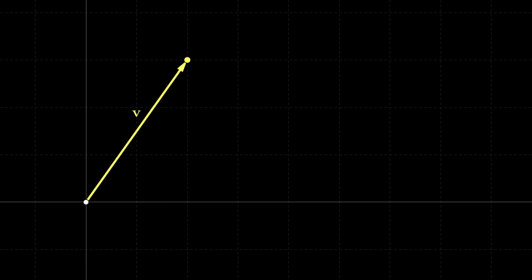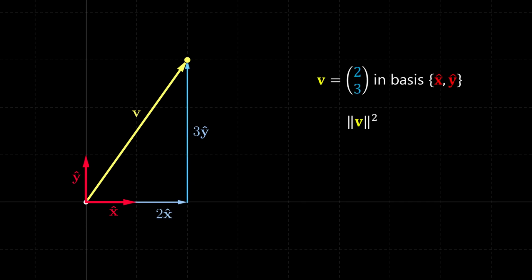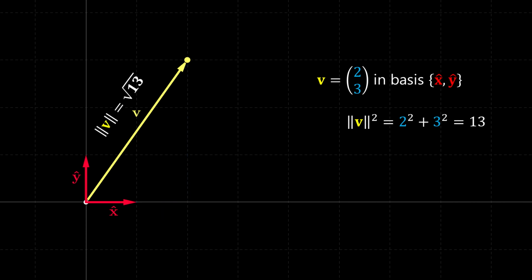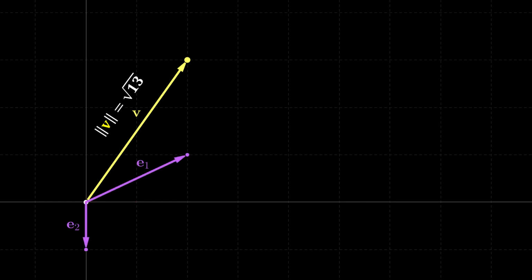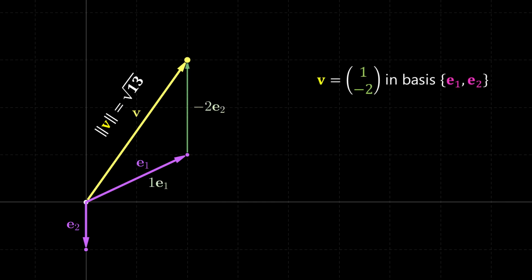For example, in a previous lesson we saw a vector v which we wrote in the xy orthonormal basis as 2, 3. The length of this vector squared can be calculated directly from its xy representation by doing 2 squared plus 3 squared, because the xy basis is orthonormal. However, in a new basis E1, E2, which is not orthonormal, for example this one, the vector is given as 1, minus 2. The length of the vector is not 1 squared plus minus 2 squared, because E1 and E2 are not orthonormal.